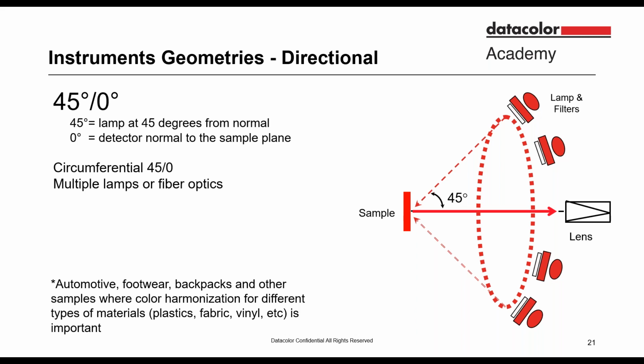45-0 or 0-45 is typically recommended for automotive, footwear, or other materials, sport materials or backpacks, and other types of materials where the samples have multiple components made out of different materials. So textile and plastics and vinyl, they all have to be the same color, but we know the appearance of these materials is different. So the 45-0 degree geometry helps to account for that appearance aspect.